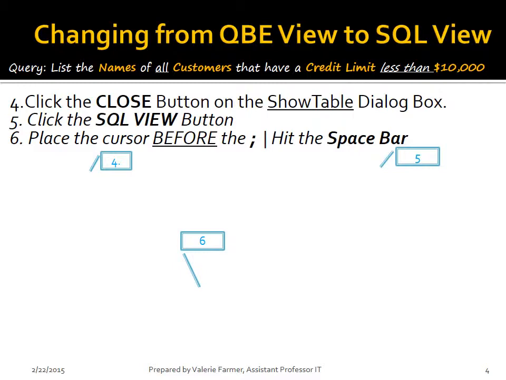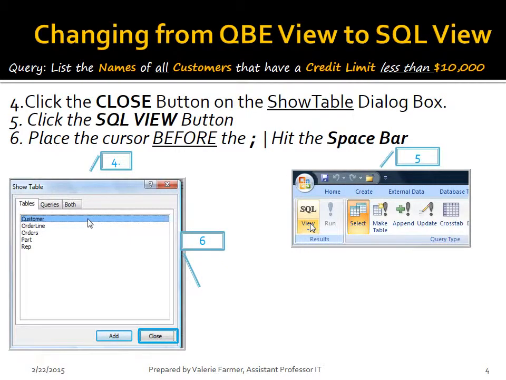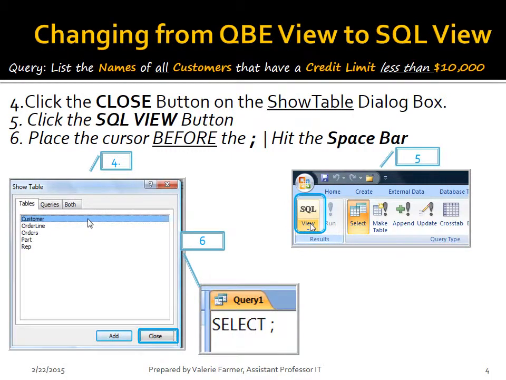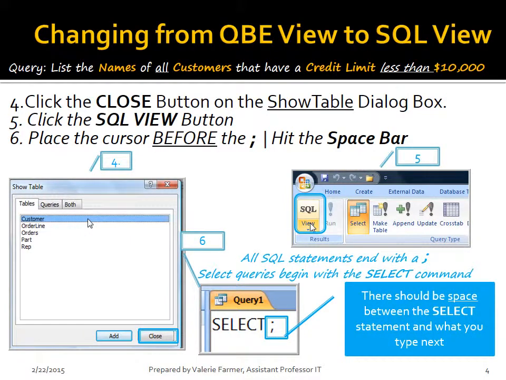Changing from QBE View to SQL View. Click the Close button on the Show Table dialog box. Click the SQL View button. Place the cursor before the semicolon, then hit the space bar. There should be a space between the select statement and what you type next. All SQL statements end with a semicolon. Select queries, which is what we need to write, begin with the select command.